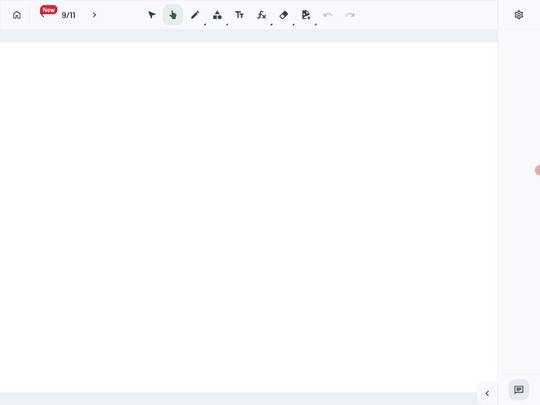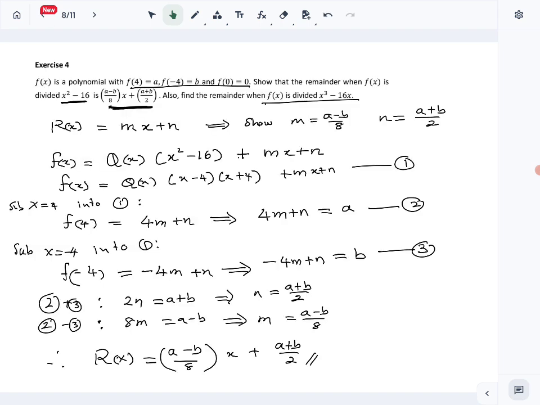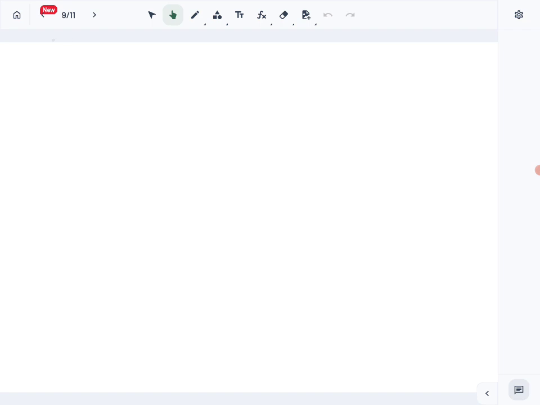So again, now what can we do? We are dividing f(x) by x cubed minus 16x, right? So our divisor is x cubed minus 16x. That is x times (x squared minus 16), right?